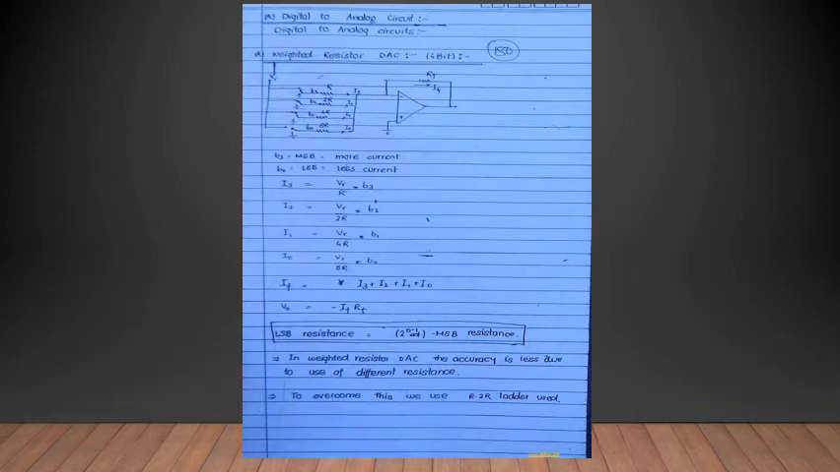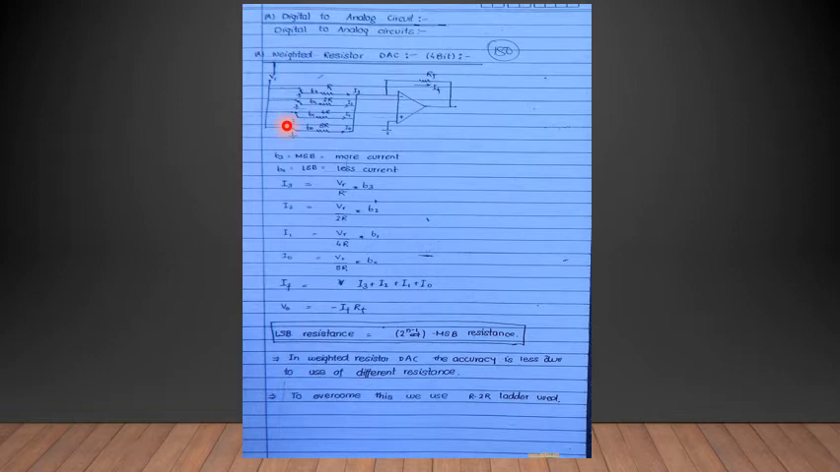Now weighted resistor DAC. This is a schematic diagram of weighted resistor. As you can see, this is an op-amp which we have studied in analog circuits, with the negative input used. This is a feedback resistor, and these are R, 2R, 4R, 8R, like this, means multiples of 2, that is 2 to the power 1, 2 to the power 2, 2 to the power 3, and here it is VR, and these are the grounded signals. If it is connected to this, the bit is 1. If it is connected to ground, the bit is 0.